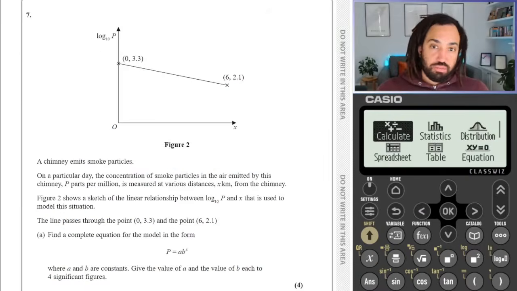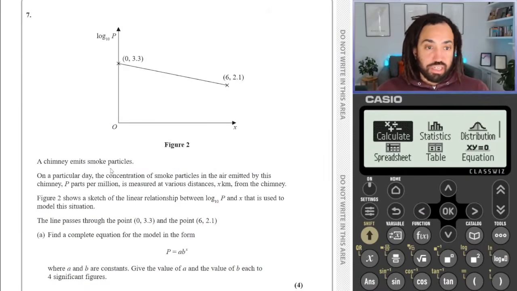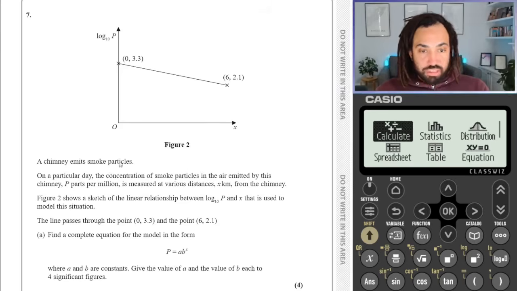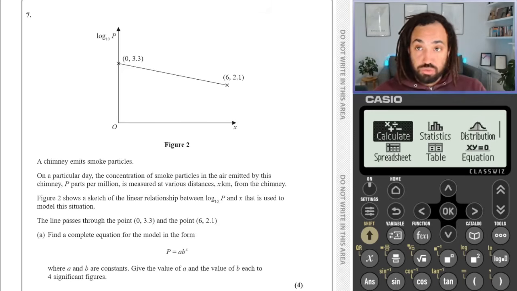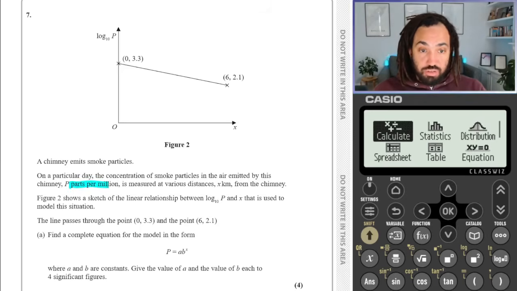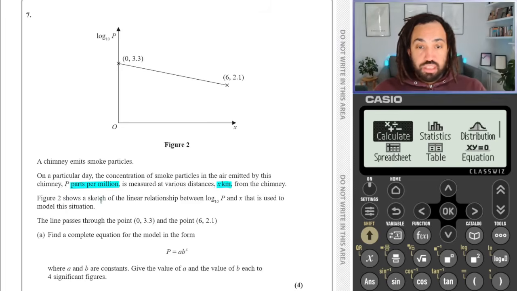Question 7, and it looks like log modelling. A chimney emits smoke particles. The concentration of smoke particles in the air emitted by this chimney, p parts per million, okay, so that's useful. Units are useful, always highlight units. It is measured at various distances, x kilometers from the chimney. The figure shows a sketch of the linear relationship between log p and x, which is used to model this situation.